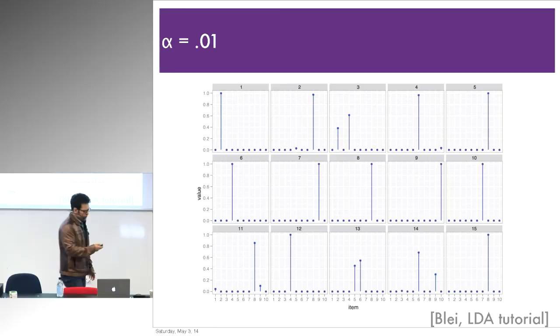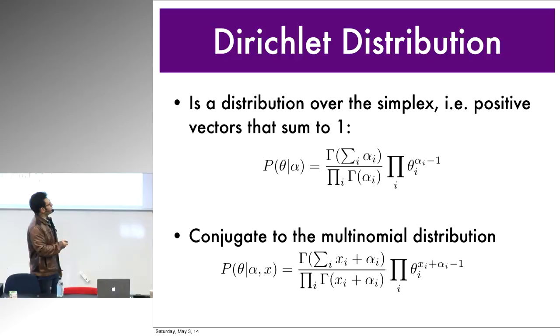Okay, so back to the Dirichlet distribution. So this is the functional form of the Dirichlet distribution. One important thing is that the Dirichlet distribution is conjugate to the multinomial distribution. Did you cover conjugacy in the morning? Conjugate distribution, how many of you know about conjugate distribution?